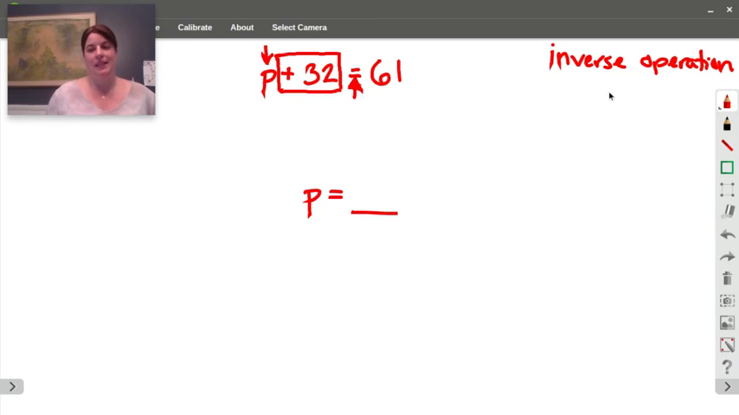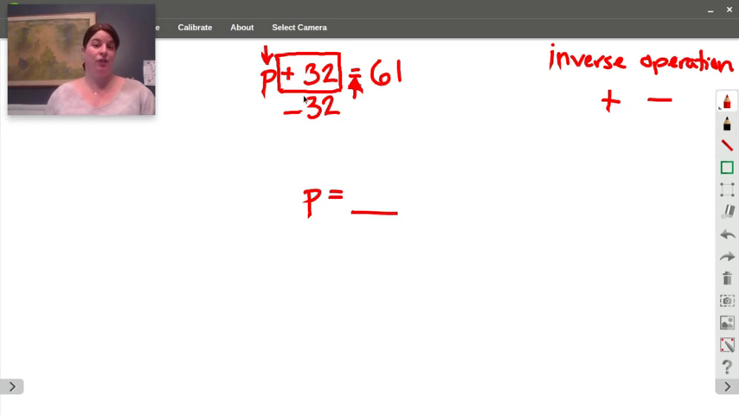So what's the opposite of addition? Well, subtraction is the opposite of addition. So one way we can get rid of a plus 32 is by subtracting 32, right? So P plus 32 minus 32, it's like you did nothing at all. They cancel each other out.